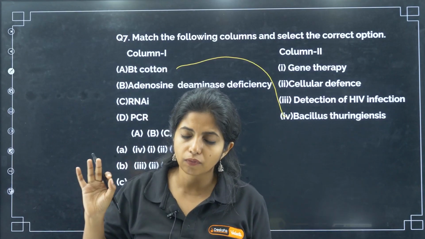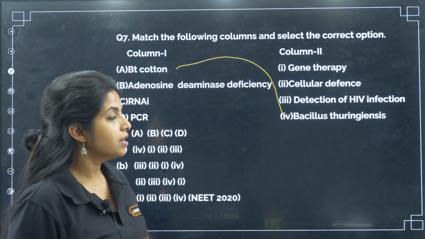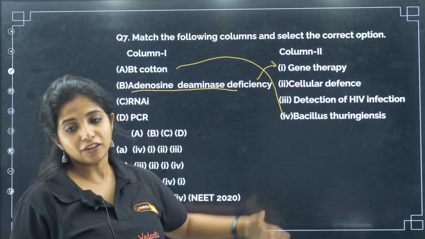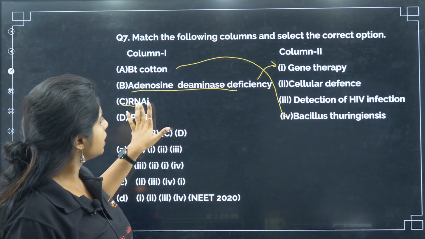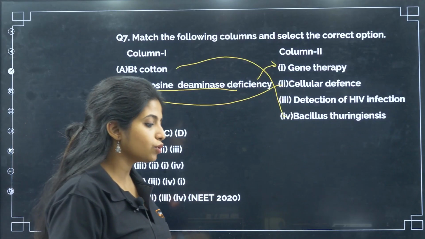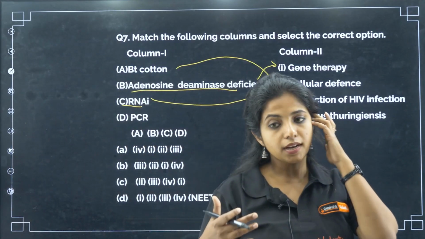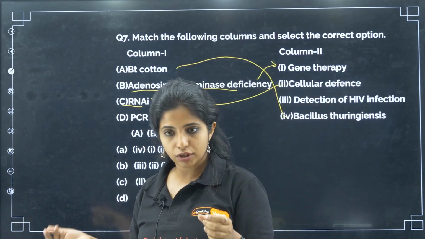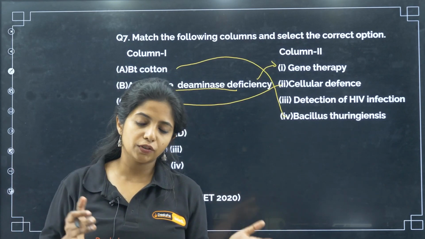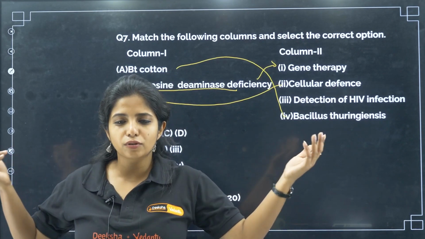Otherwise, it's not curative. Please understand that. Okay, so adenosine deaminase deficiency, you're going to try to cure it by gene therapy. Okay, RNA interference is a cellular defense. I forgot to tell about that. RNA interference, now we use it in a general sense also. We put double-stranded RNA and then we wait for the organism to respond, and that's how it usually works.